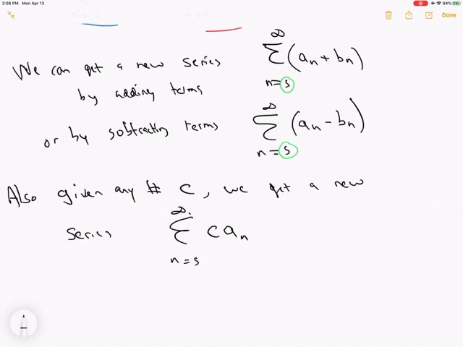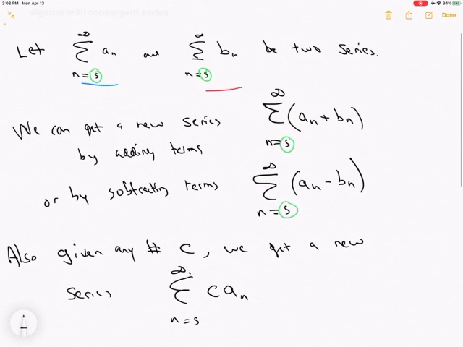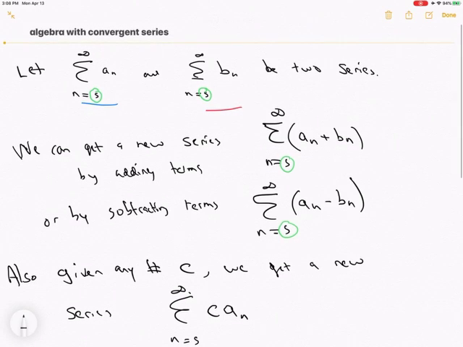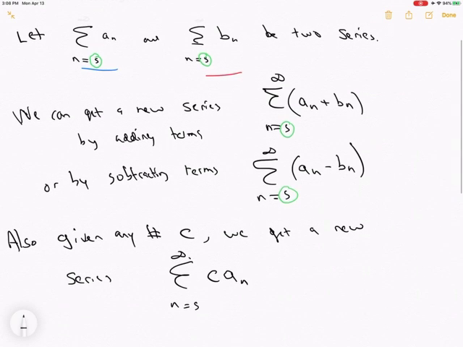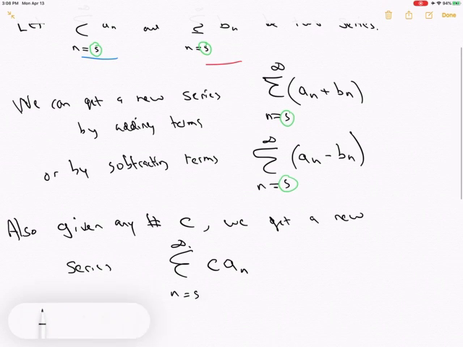So these are sort of constructions we can do with series. You can add or subtract series, and you can scale series by numbers. So if you know what a vector space is, series form a vector space over the real numbers, because we can add them and we can scale them.